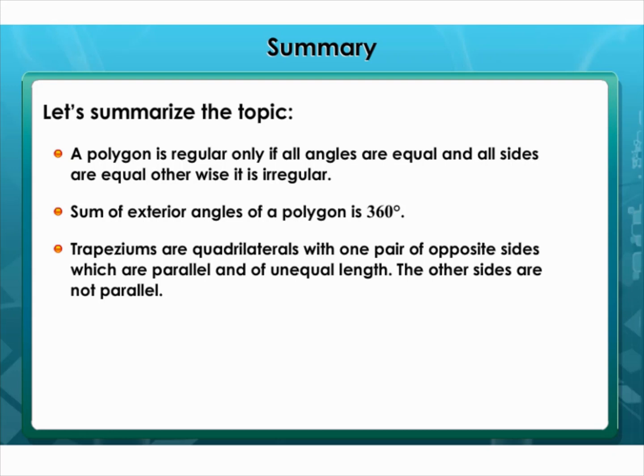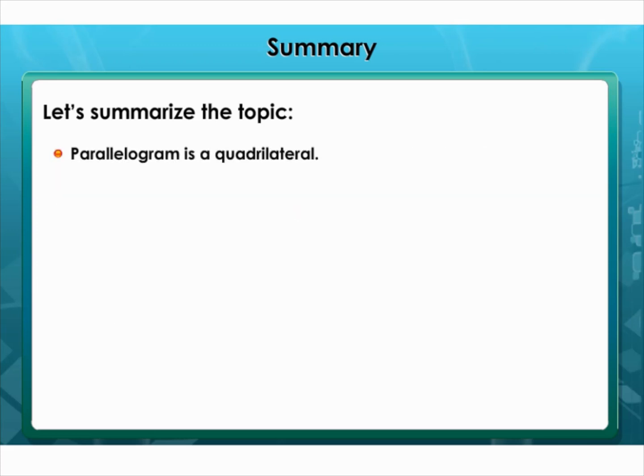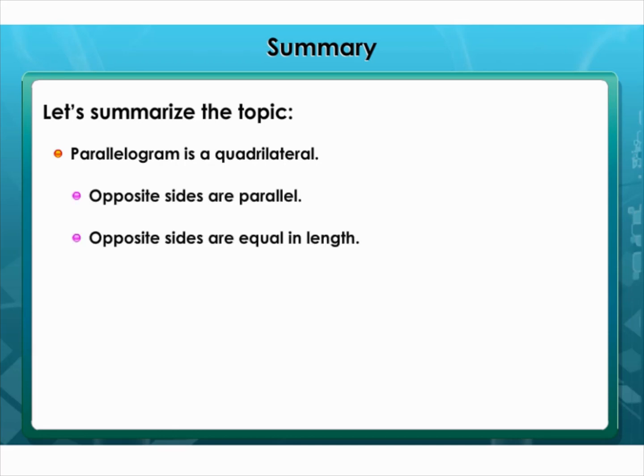Trapeziums are quadrilaterals with one pair of opposite sides which are parallel and of unequal length. The other sides are not parallel. A kite is a special kind of quadrilateral. Its diagonals are perpendicular and cross at the midpoint of one of them. It has 4 sides. There are exactly 2 distinct consecutive pairs of sides of equal length. A parallelogram is a quadrilateral. Opposite sides are parallel. Opposite sides are equal in length. Opposite angles are also equal.